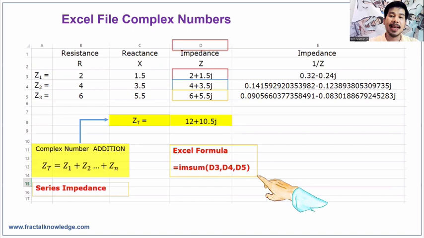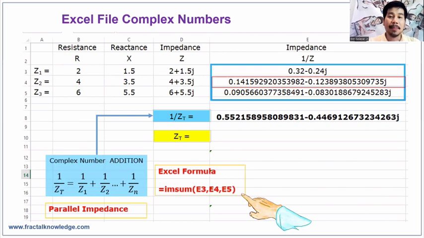For series impedances Z1, Z2, Z3, we need to add all those impedances. As you can see from column B, we have 3 impedances. To find the total impedance, we need to add everything. Our Excel formula is equals IMSUM, open parenthesis, choose D3, D4, D5, close parenthesis, enter. You will get 12 plus 10.5J.